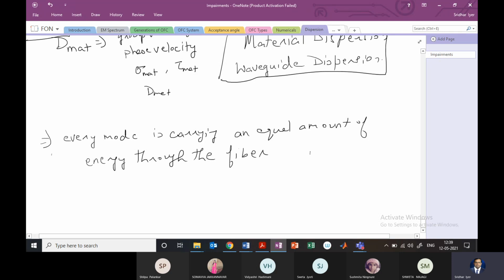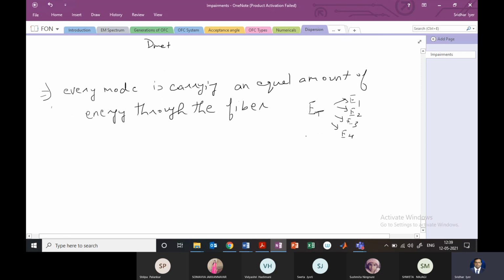If I have a total energy ET, then this will be split into as many modes as there are. So if there are 4 modes, you'll get E1, E2, E3 and E4, and the sum of E1 till E4 is going to be ET, that is the total energy. Each of these is going to be an equal value, right? And we expect that all of this energy in the signal, the light, is going to reach the output at the same time, but that doesn't happen, right?